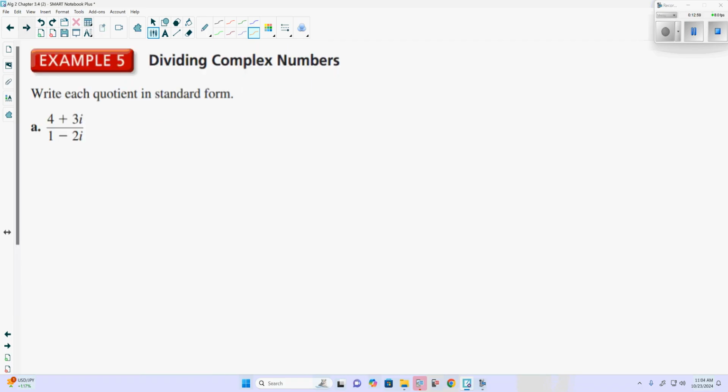But dividing complex numbers, we want to write each quotient in standard form. What it means by this here is that a plus bi is what we need it in, and we cannot have i in the bottom of a fraction. So for this here, I'm going to rewrite it so it's a little bit bigger.